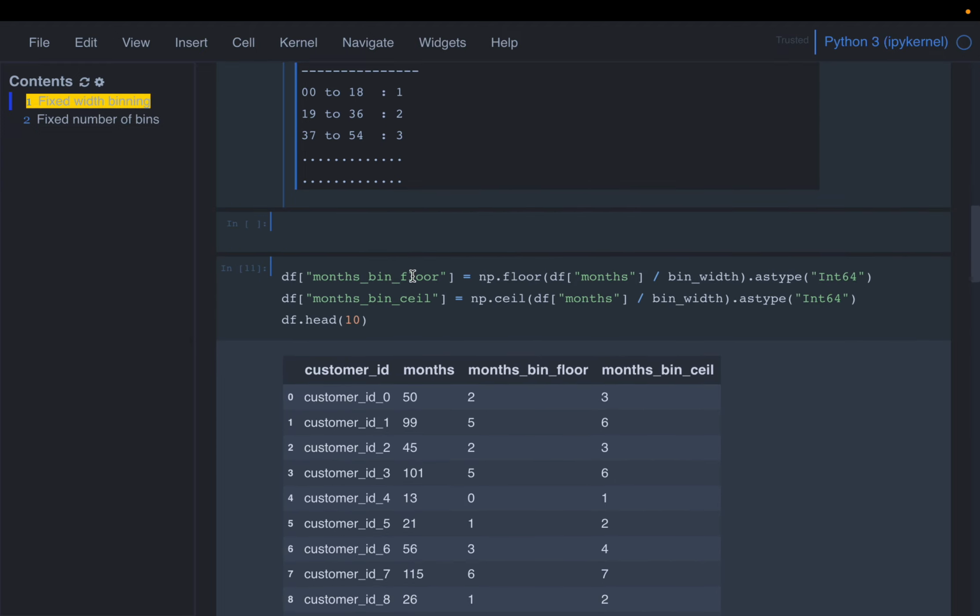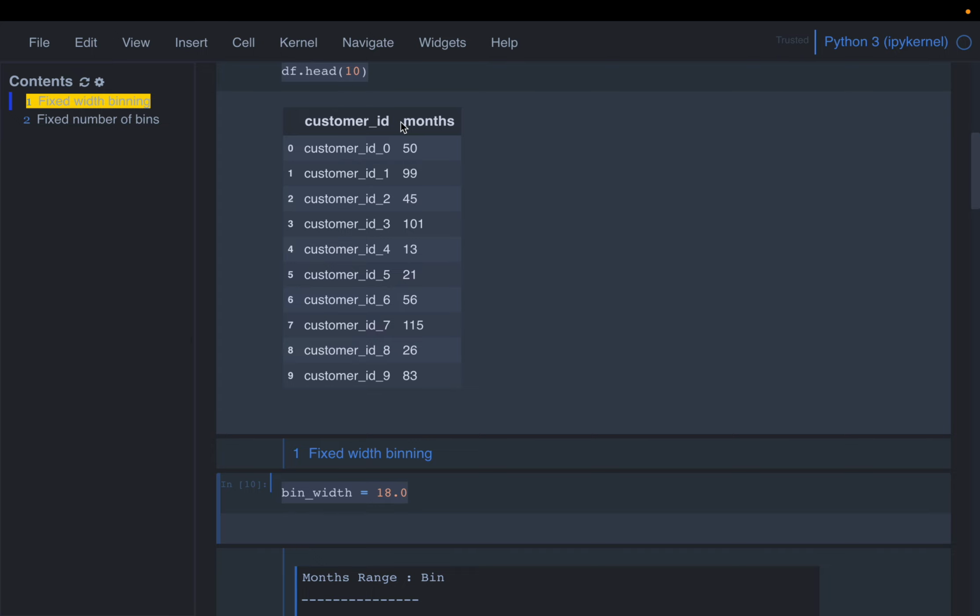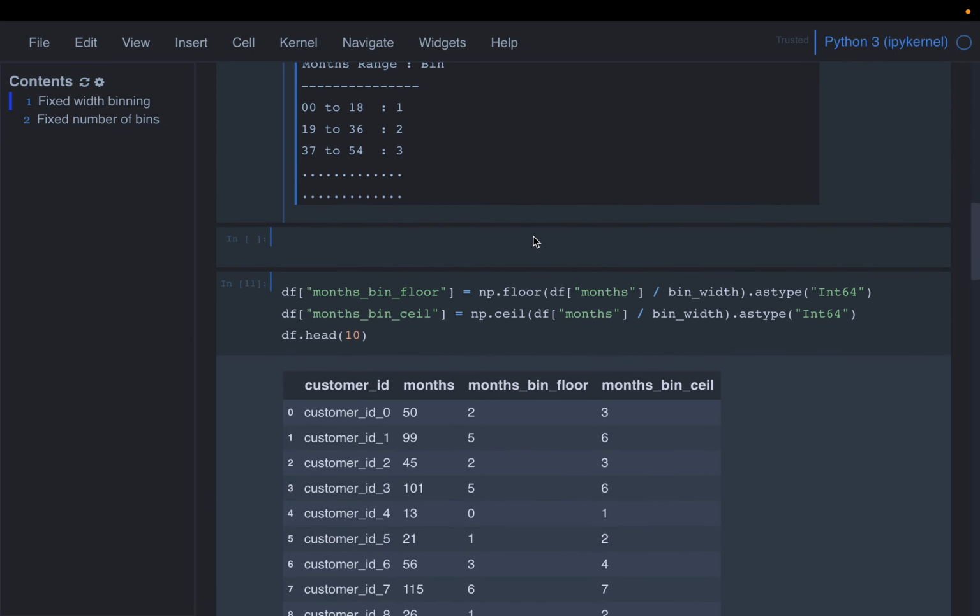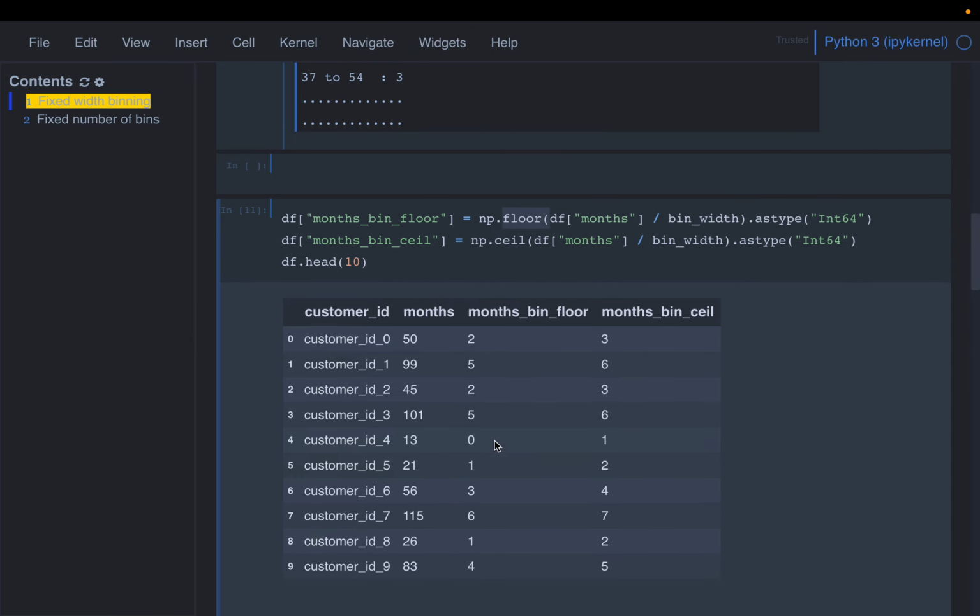Right? So here we have the data in months. Now there are a couple of different ways we can do this. We can use the floor method or ceil method from NumPy. If we use the floor method, the starting value would be from 0, whereas if we use ceil, the starting value would be from 1.